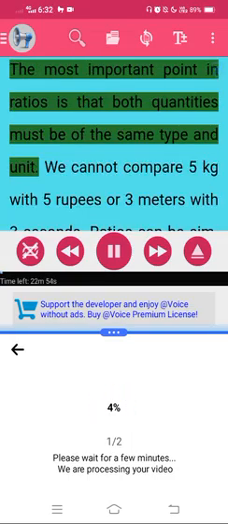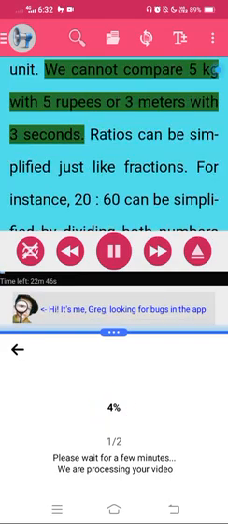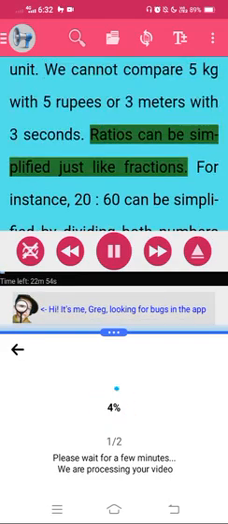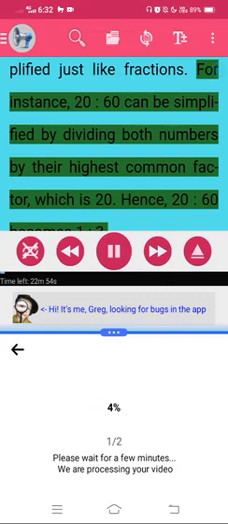The most important point in ratios is that both quantities must be of the same type and unit. We cannot compare 5 kilograms with 5 rupees or 3 meters with 3 seconds. Ratios can be simplified just like fractions. For instance, 20:60 can be simplified by dividing both numbers by their highest common factor, which is 20. Hence, 20:60 becomes 1:3.